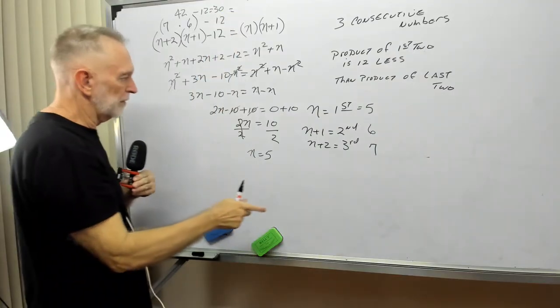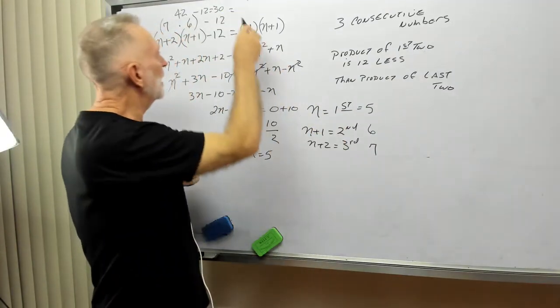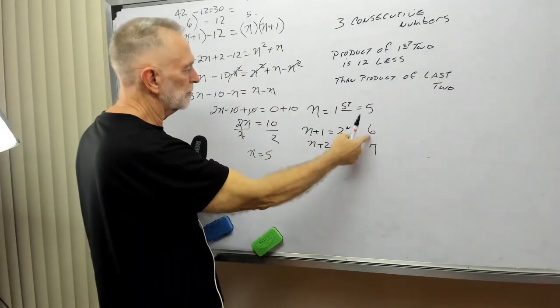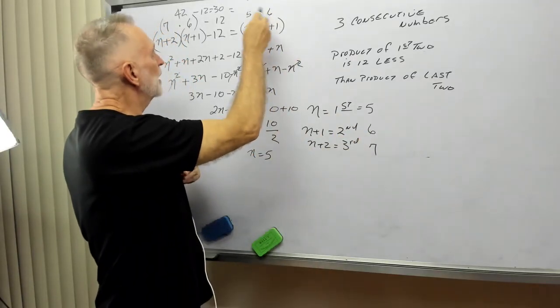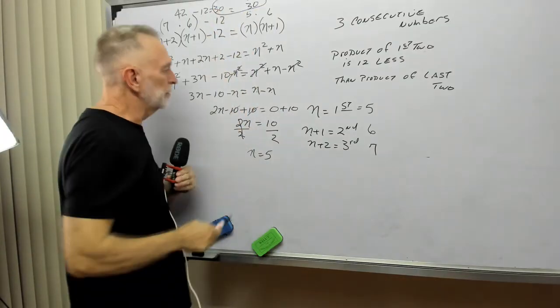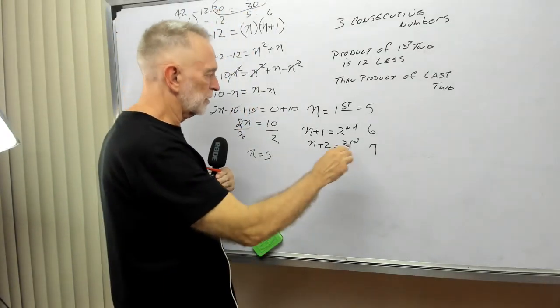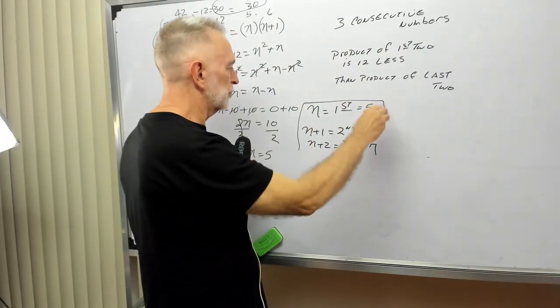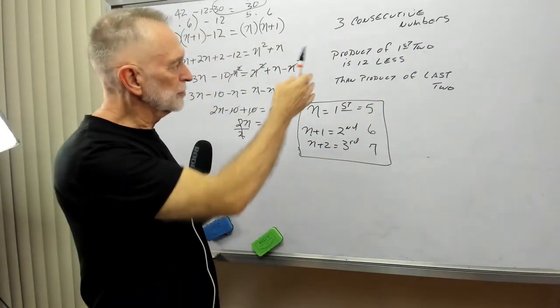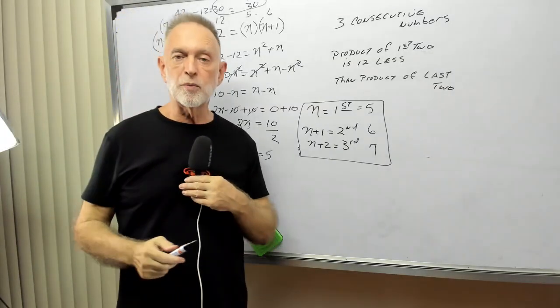Okay, now then, n was 5. 5 times n plus 1, which was 6. 5 times 6 is 30. 30 equals 30. Good deal. So those are our consecutive integers, 5, 6, and 7. That'll satisfy the question that we were asked.